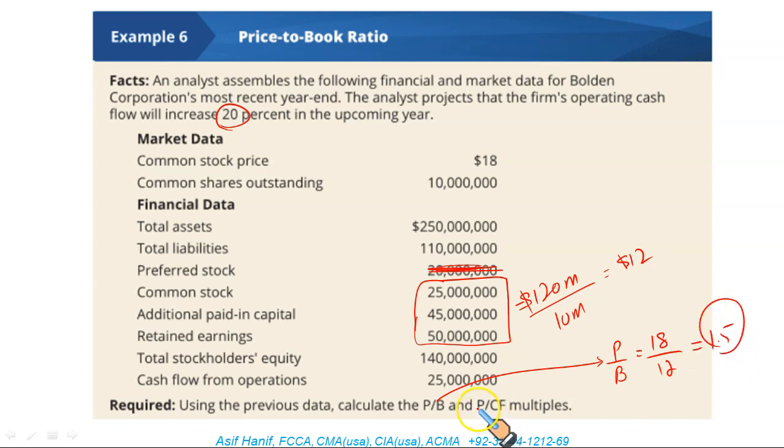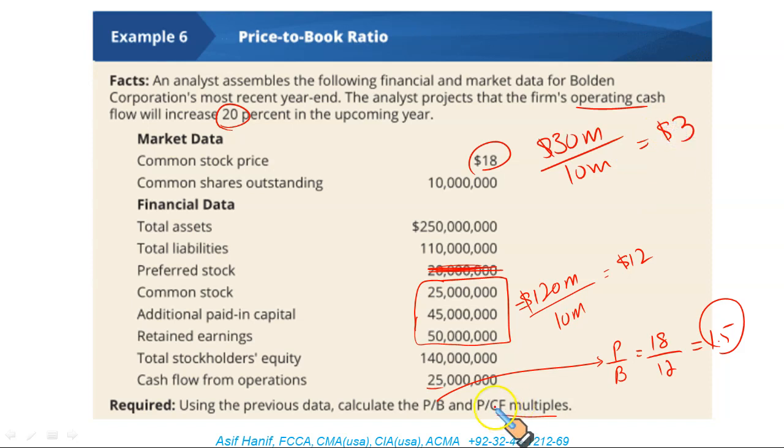Next, we have to find out the price to cash flow multiple. Price is already available. For cash flow, remember it said that the cash flow is going to grow by 20%. If the current cash flow is 25 million, growing it by 20% would mean that it's going to be 30 million. So 30 million is going to be your cash flow in the future. I told you, you need to divide your sales by the number of shares. You need to divide your cash flow by the number of shares, operating cash flows. So 30 million divided by 10 million shares gives you $3.